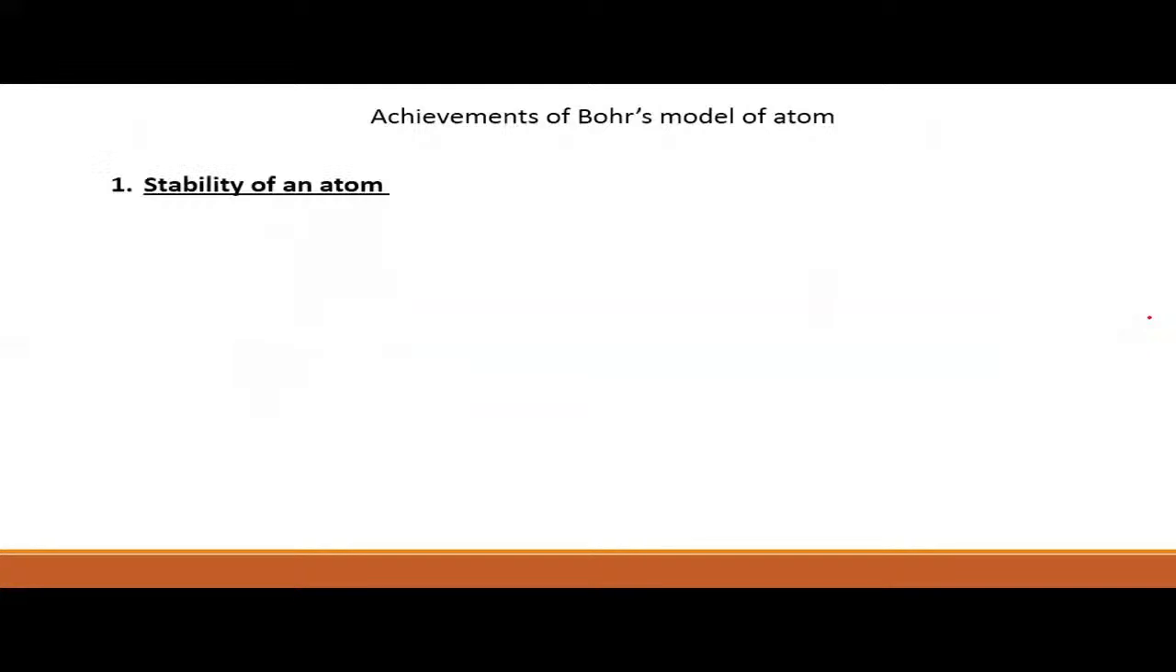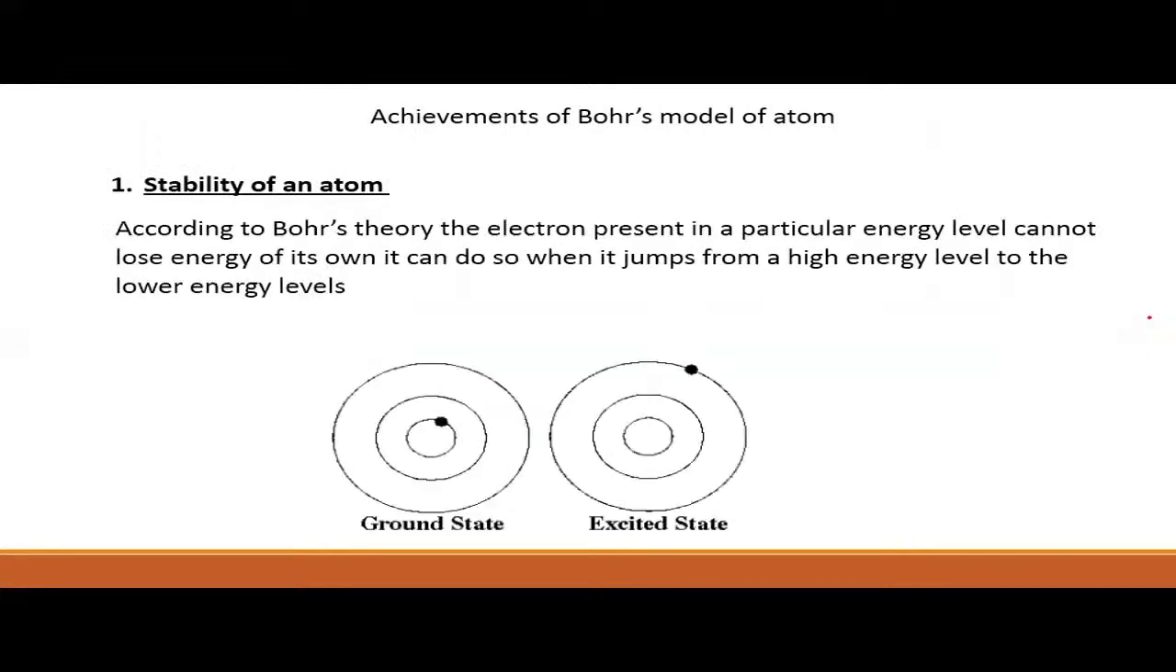First is the stability of an atom. Bohr gave the concept of ground state and excited state. On the basis of ground state and excited state, he was able to explain the stability of the atom. He says, when an electron is present at its ground state, it never loses or gains energy.